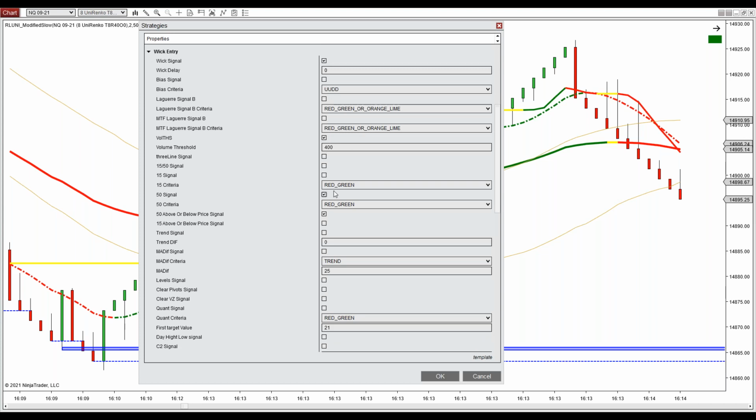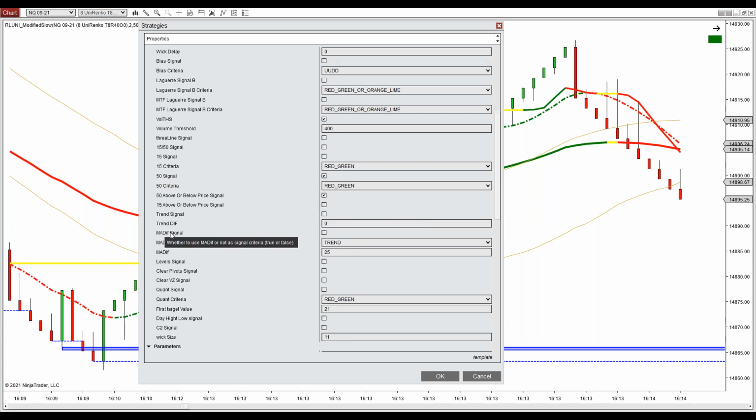Now the 15, obviously on a long has to be green, and the 50 has to be green. On a short, the 15 has to be red, the 50 has to be red. That should be 2.